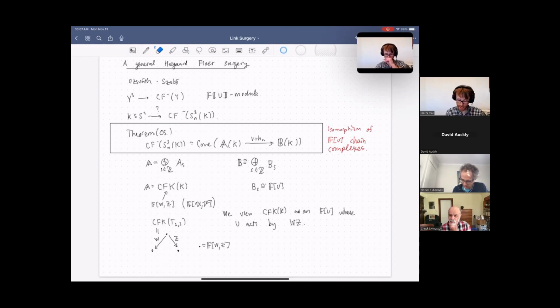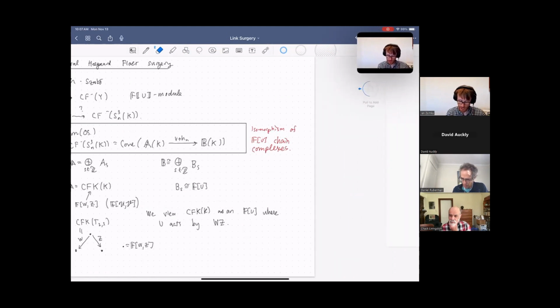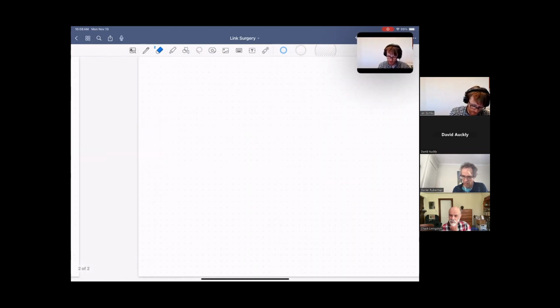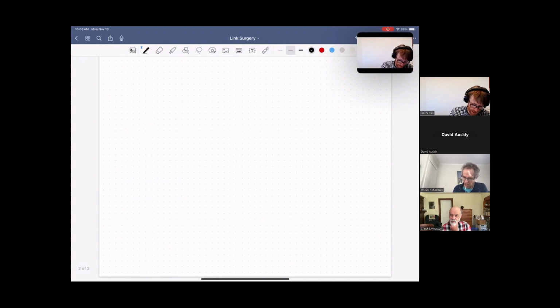Okay, so there are many extensions of this formula, and I'll list a few. One very important extension is Manolescu and Ozsváth.